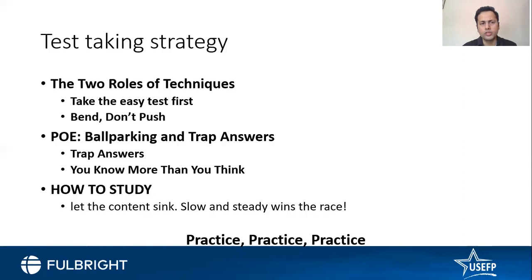So process of elimination, POE, is very important, and approximating, ballparking, and knowing the trap answers is very important. Sometimes you have to approximate the required answer. So we will go through the approximation as well, and trap answers. Some answers are very obvious. With just a little bit of working, you get to the wrong answer, which is the trap answer.